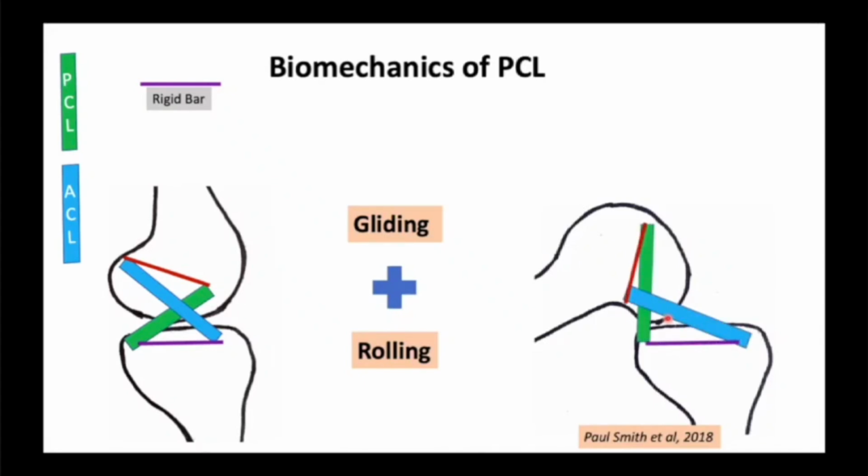So as you flex the knee, the rigid bar stays in its position, while the other bars change their position in this way. This is the biomechanics of the PCL, and this is called a 4-bar linkage system because it consists of 4 bars.